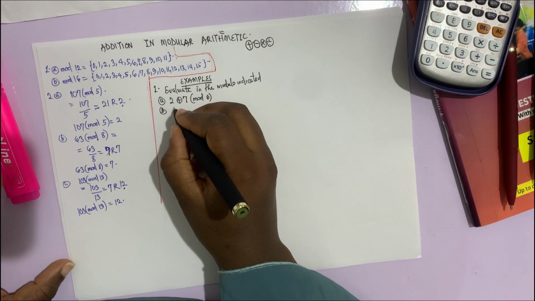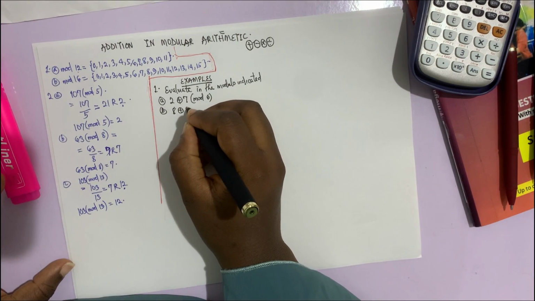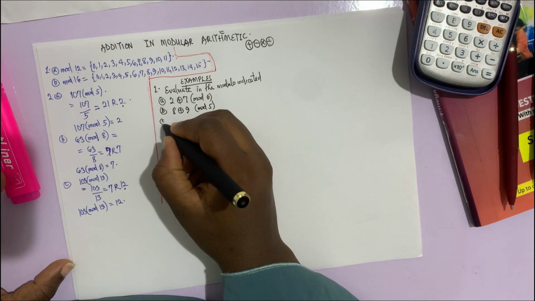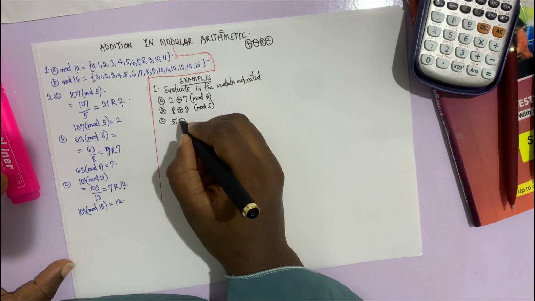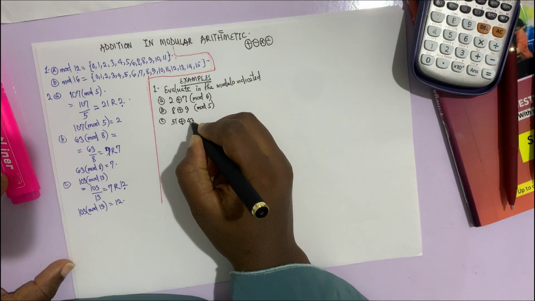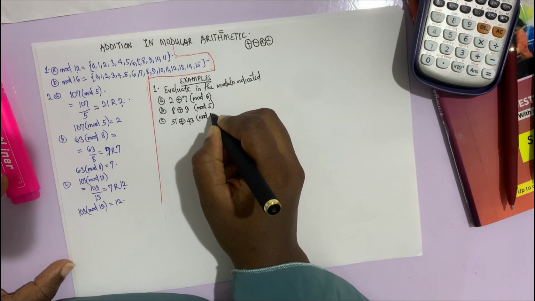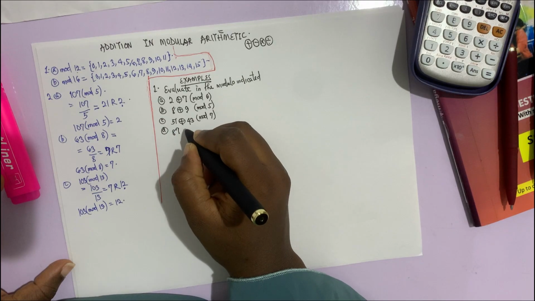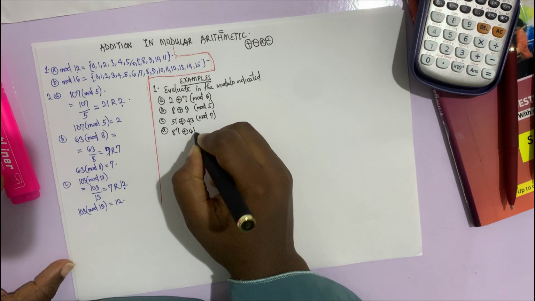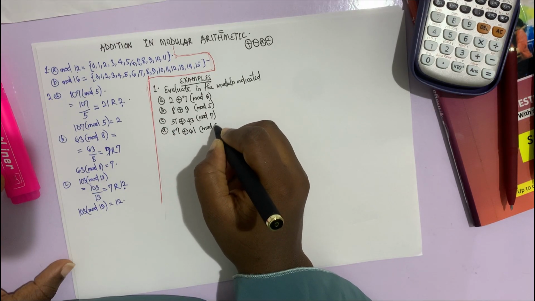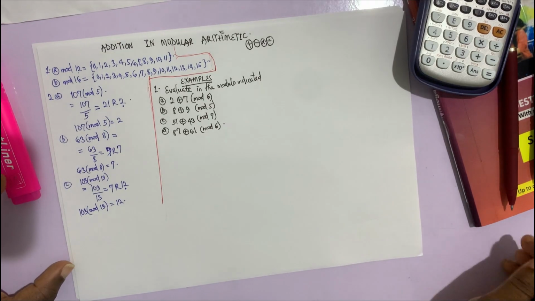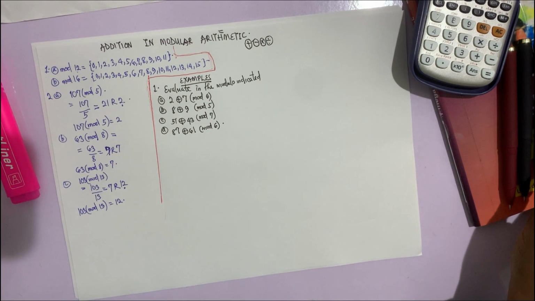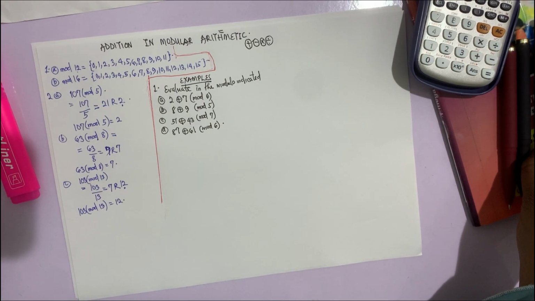So back to our questions, we have 8 plus 9 in modulo 5. We have 51 plus 43 in modulo 7. And we have 87 plus 61 in modulo 6. So let's take these one after the other.